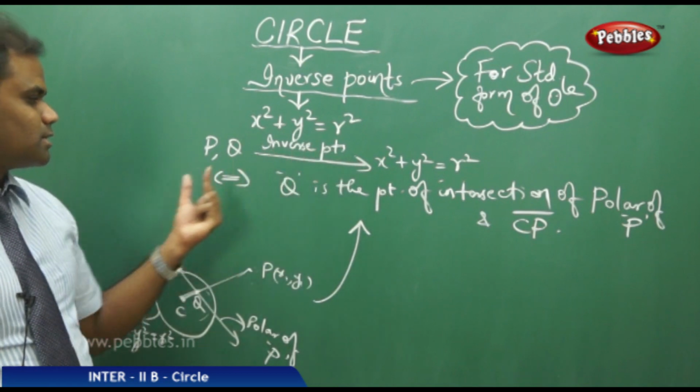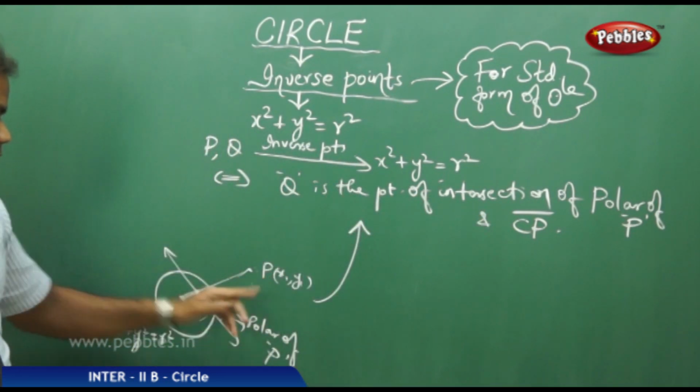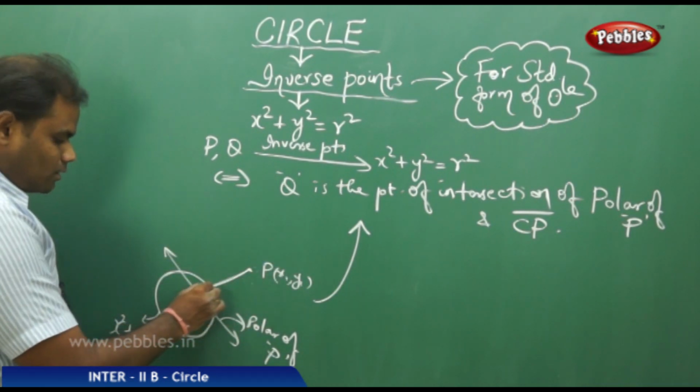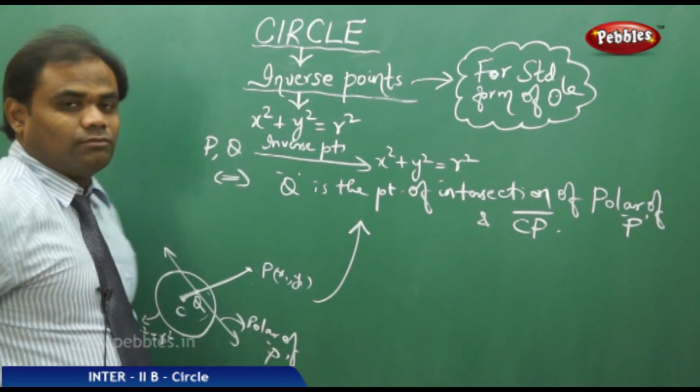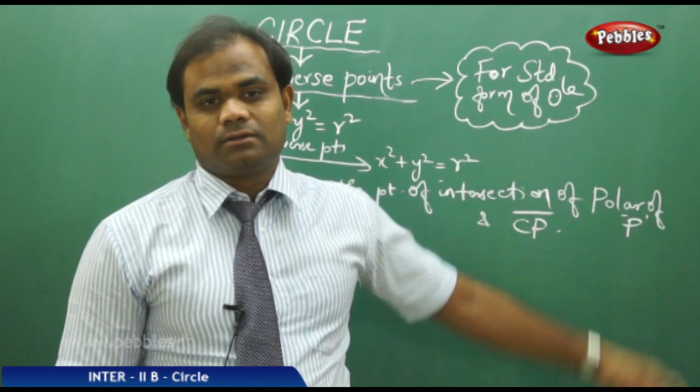P and Q are inverse points if and only if Q is the point of intersection of polar of P and CP, is how we understand the inverse points connected with standard form of circle.